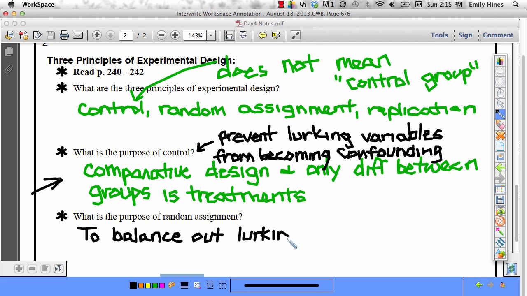So maybe I cannot control what someone had to eat before they came to my experiment, but if I use random assignment, then I will probably assign someone who just ate right before or who hasn't eaten in a while to both groups to kind of balance out the effect. So to balance out lurking variables we cannot control for.